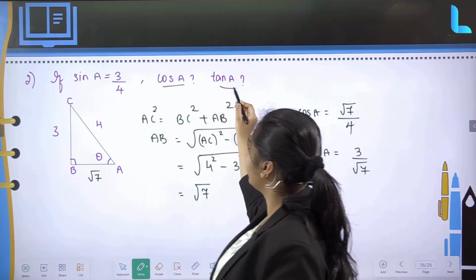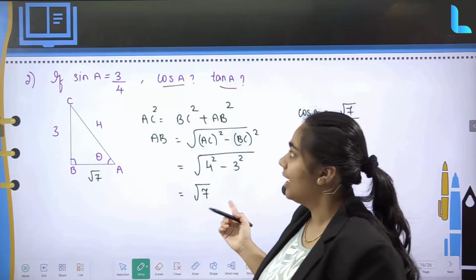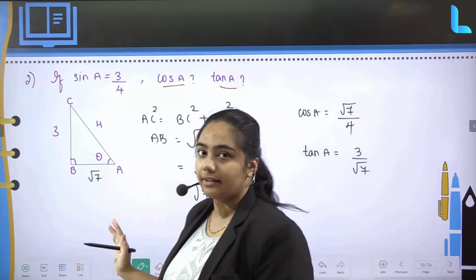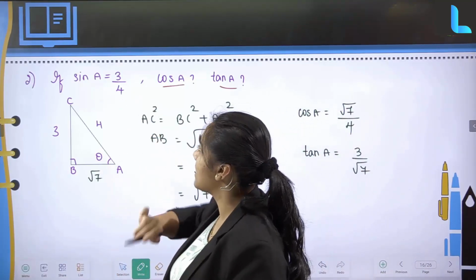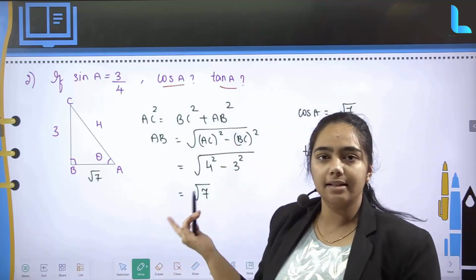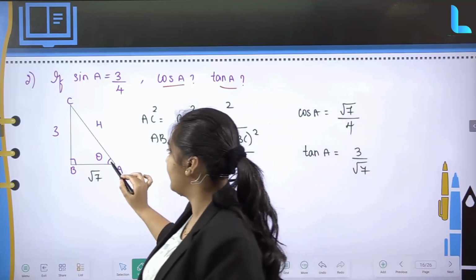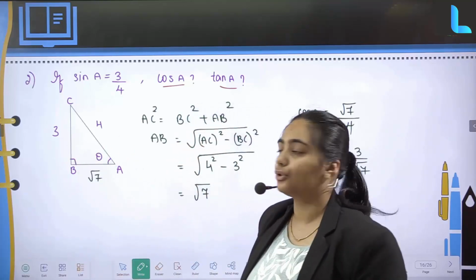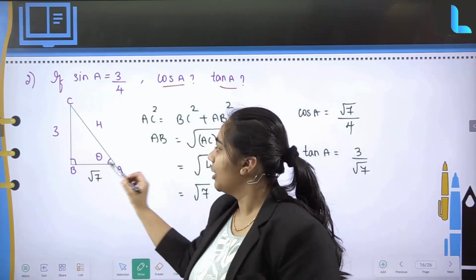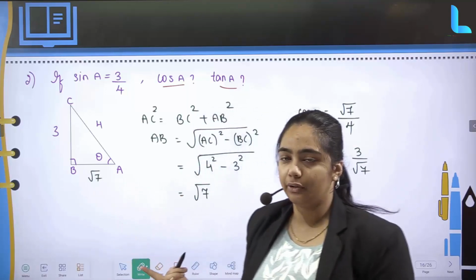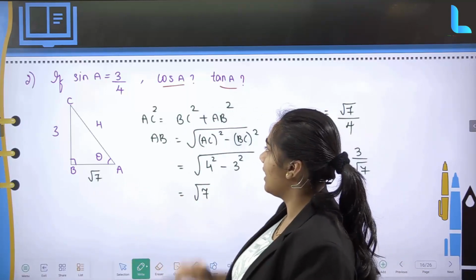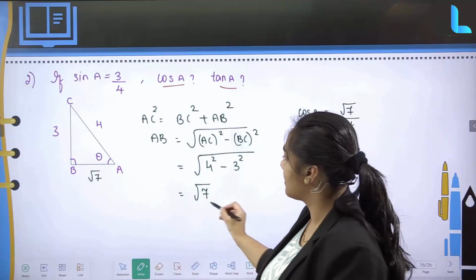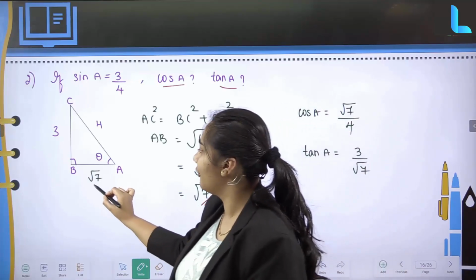Next question. If sin A is 3 upon 4, you have to find out what cos A and tan A are. First and foremost, when you consider the triangle, they have given you sin A. So sin A is nothing but, see, if your angle is at theta, it is opposite divided by hypotenuse. So 3 and 4 you have. So AB is what you need to find out, right? So first again, as usual, apply the Pythagoras theorem. You'll get the value of AB.